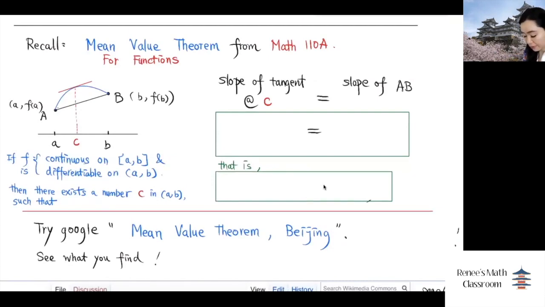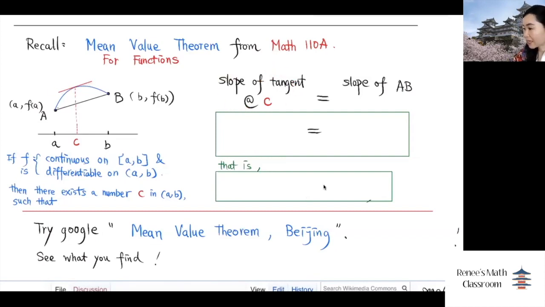It says that if the function satisfies these two hypotheses, so it's continuous on this closed interval a to b and differentiable on this open interval a to b, then there exists a number c in this open interval a to b, such that the slope of this tangent at this c is equal to the slope of this secant line AB.